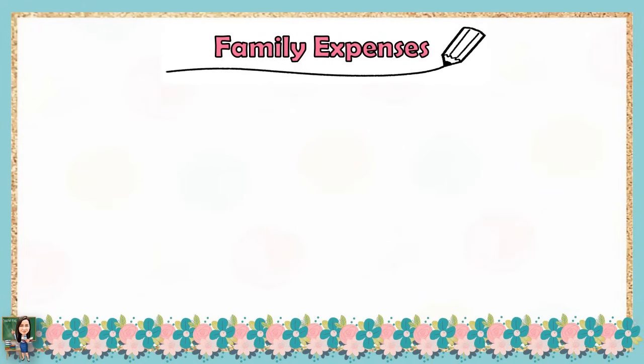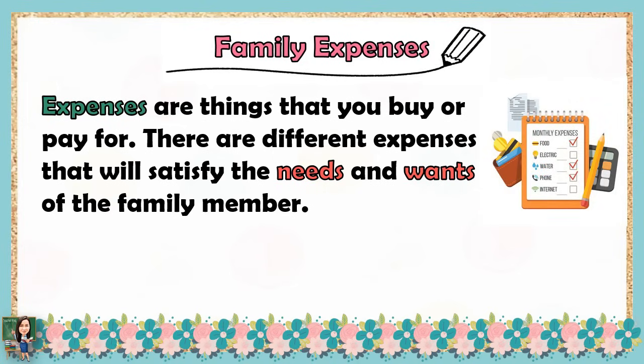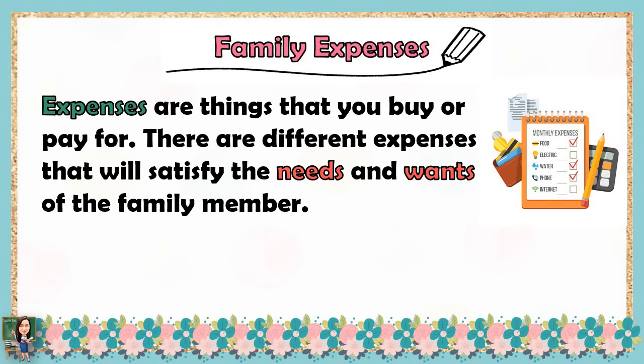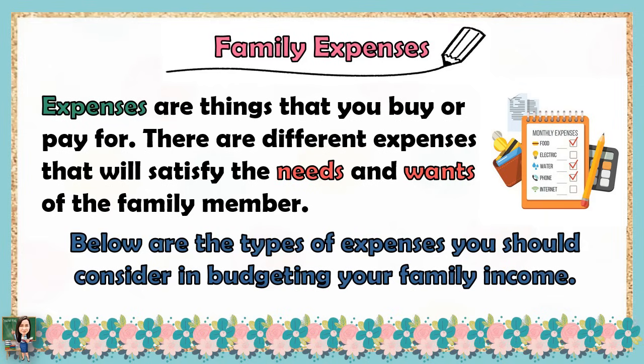Family expenses. Expenses are things that you buy or pay for. There are different expenses that will satisfy the needs and wants of the family member. Below are the types of expenses you should consider in budgeting your family income. Number 1 is fixed expenses.